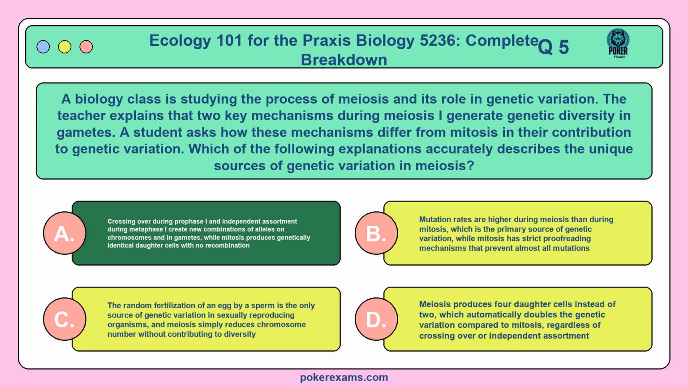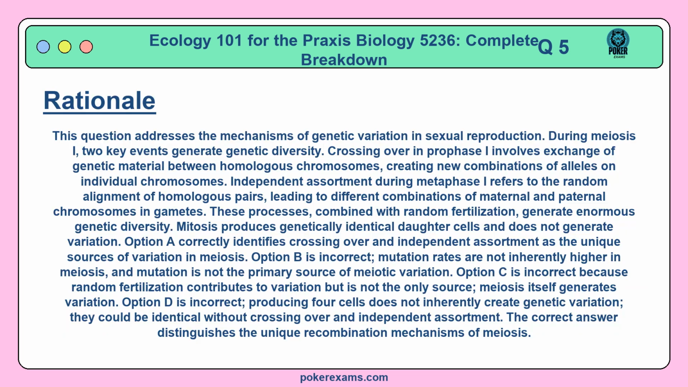The correct answer is A. This question addresses the mechanisms of genetic variation in sexual reproduction. During meiosis I, 2 key events generate genetic diversity. Crossing over in prophase I involves exchange of genetic material between homologous chromosomes, creating new combinations of alleles on individual chromosomes. Independent assortment during metaphase I refers to the random alignment of homologous pairs, leading to different combinations of maternal and paternal chromosomes in gametes. These processes, combined with random fertilization, generate enormous genetic diversity.